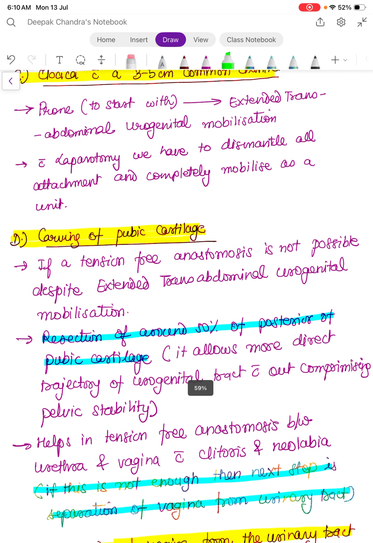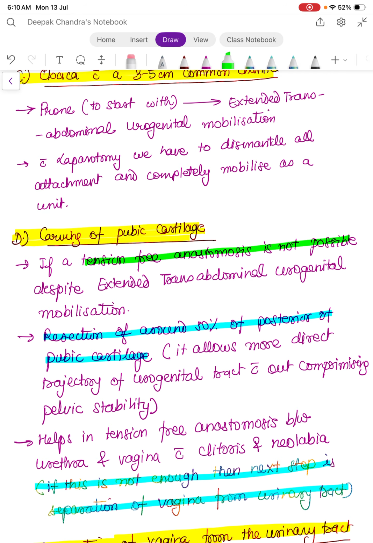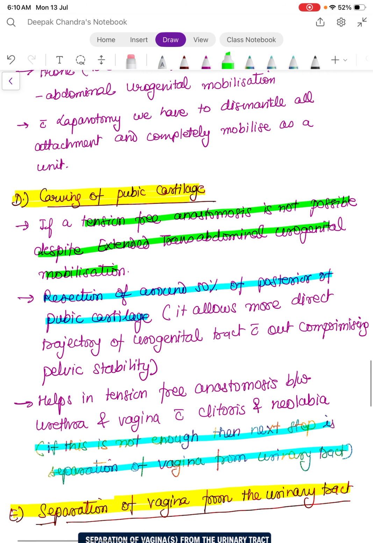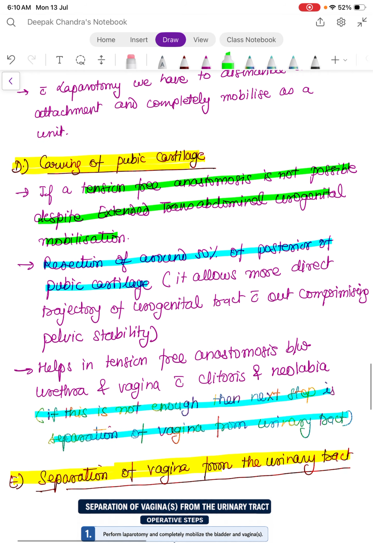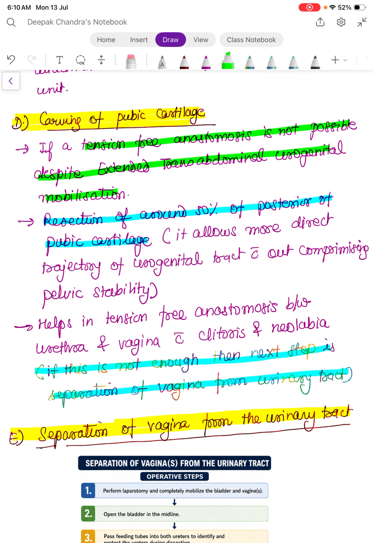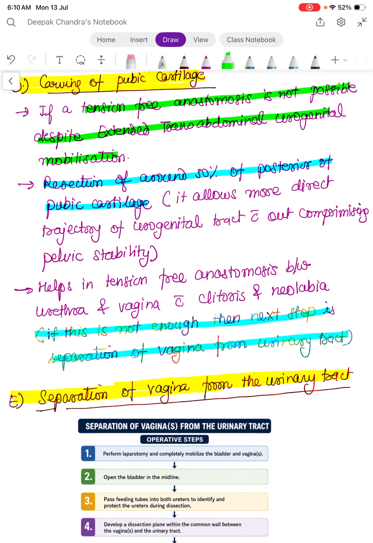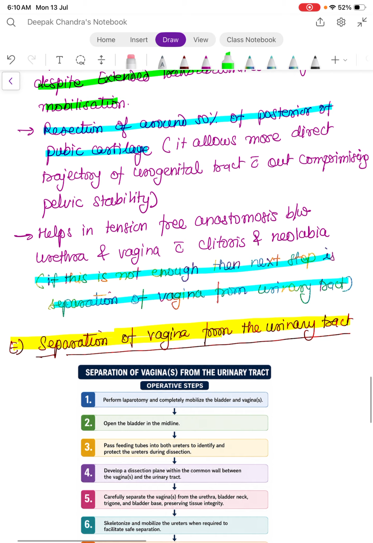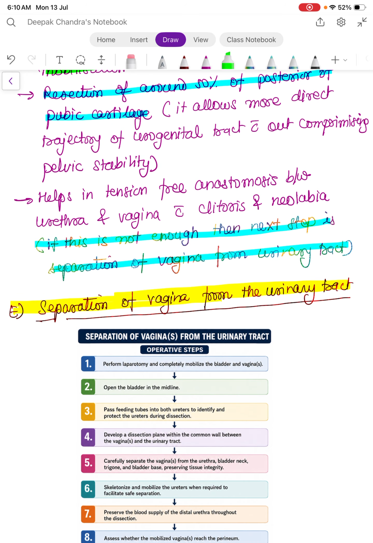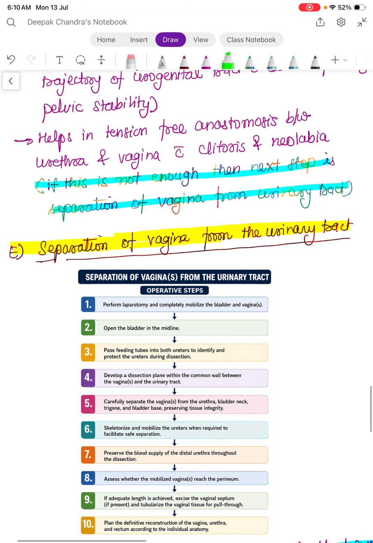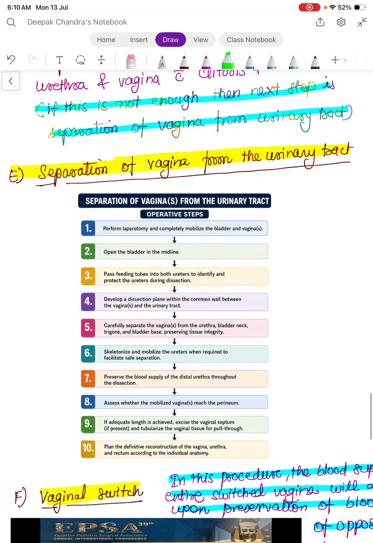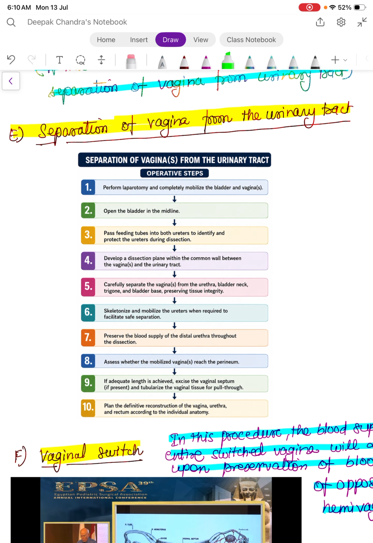If tension-free anastomosis is not possible despite this, then we do the resection of around 50% of the posterior pubic cartilage, and it allows a more direct trajectory of the urogenital tract without compromising pelvic stability. It also helps in tension-free anastomosis between the urethra and vagina with the clitoris and neolabia. If this is not enough, then the next step is separation of the vagina from the urinary tract, which we have discussed in the form of a flow chart. Again, you can take a screenshot and read it to have a better idea of how this procedure is done.